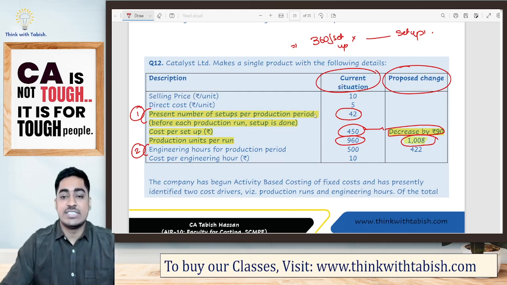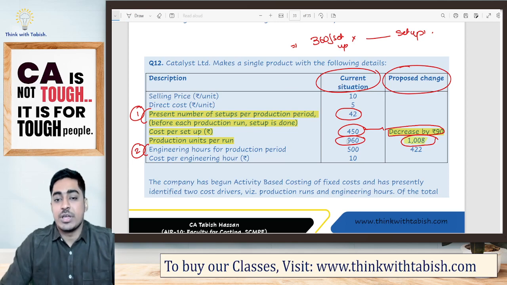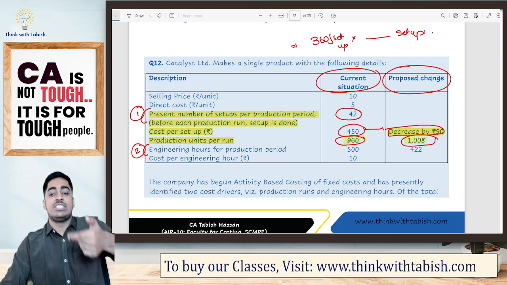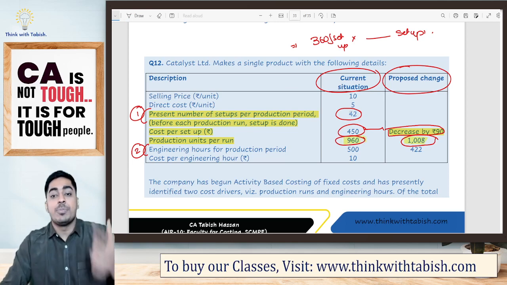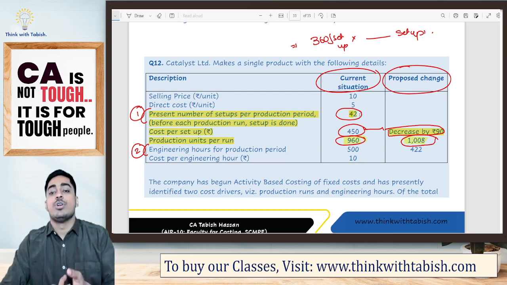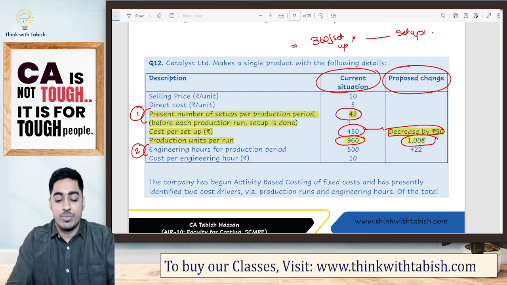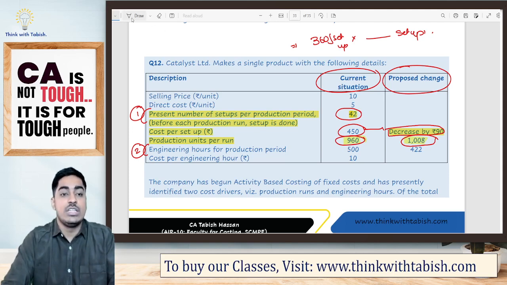Now understand what is happening. What is the question telling? Question is telling units per production run. In one production run, 960 units I am producing. Like that, how many production runs am I producing? 42 production runs. That means altogether how many units I would have produced? 960 into 42. I would have produced 40,320 units.